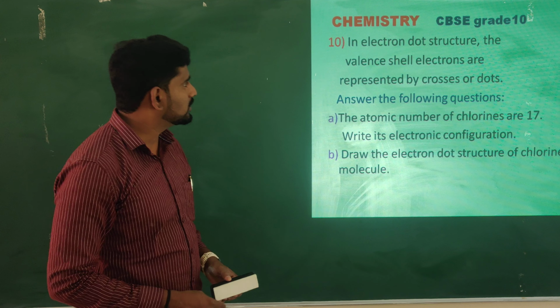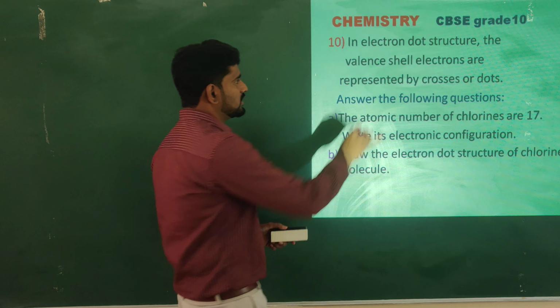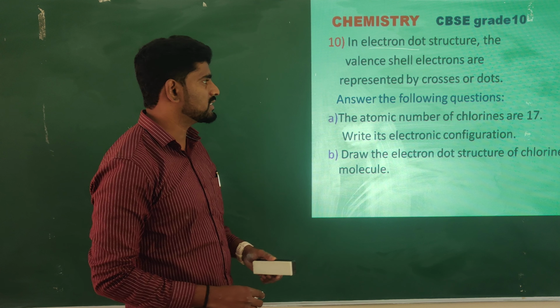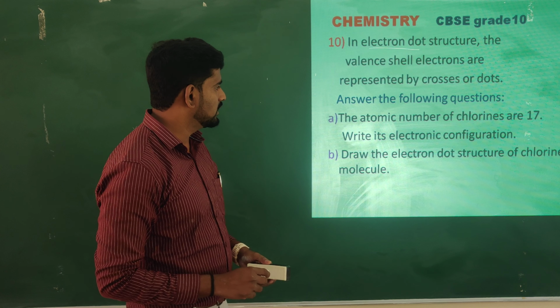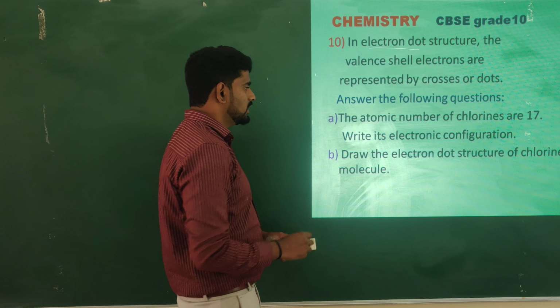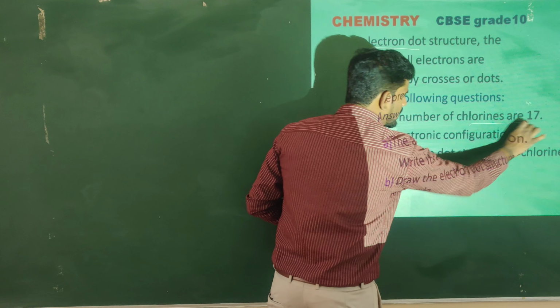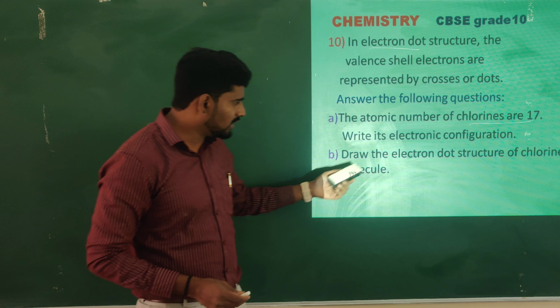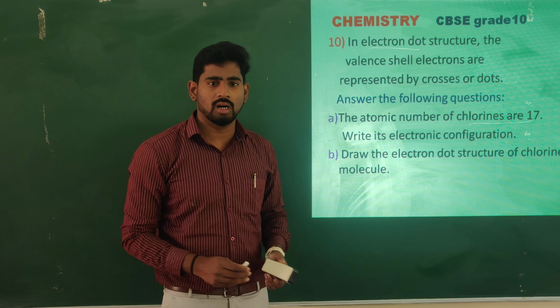Hi students. In electron dot structure, the valence shell electrons are represented by crosses or dots. So answer the following questions. The first one: the atomic number of chlorine is 17. Write its electronic configuration. Then draw the electron dot structures of chlorine molecules.